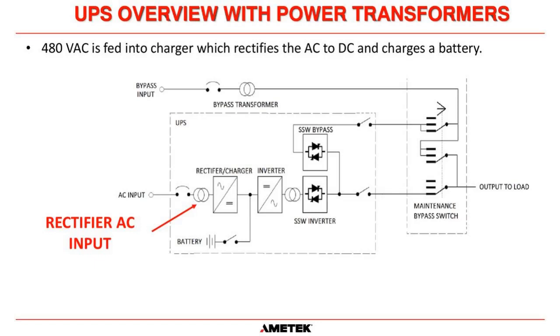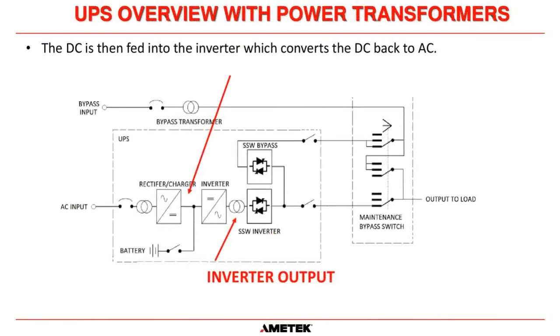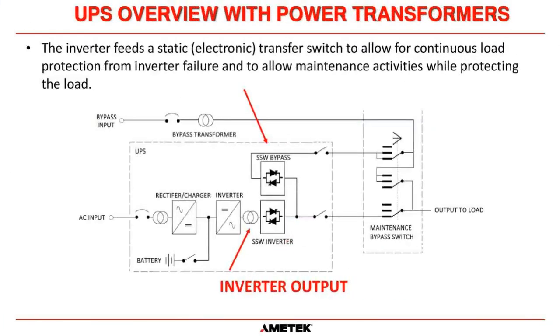That goes into a rectifier and converts that voltage to DC. Coming out, we've got DC that's also feeding the battery and goes into the inverter. The inverter switches the DC off and on, and on the output we've got AC. This can be single phase, three phase, just about any voltage you want.